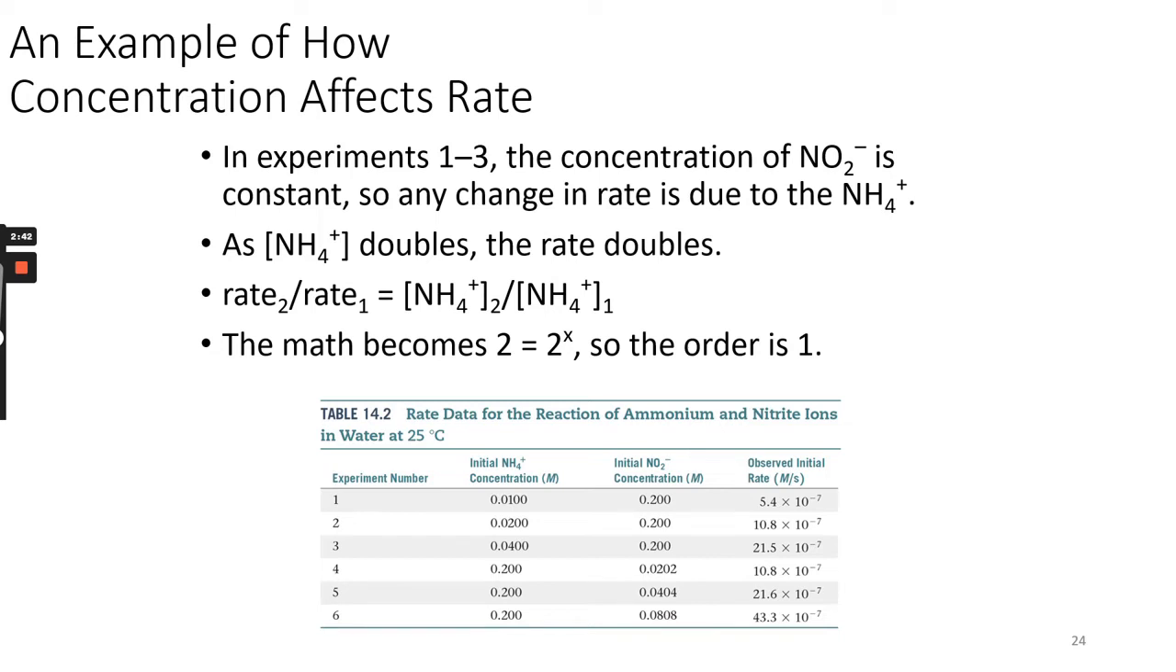By looking at experiments 1 to 3, looking at the concentrations of our two terms, NO2 minus and NH4 plus, we figured out that as NH4 doubles, the rate doubles. And we did that by taking a ratio. The rate 2 divided by the rate 1 is equal to the concentration in experiment 2 divided by the concentration in experiment 1, and we're trying to figure out if this is raised to some exponent x. When you divide these two rates, you get 2 is equal to 2 raised to the x. So the only value of x that'll give you 2 is if x equals 1.